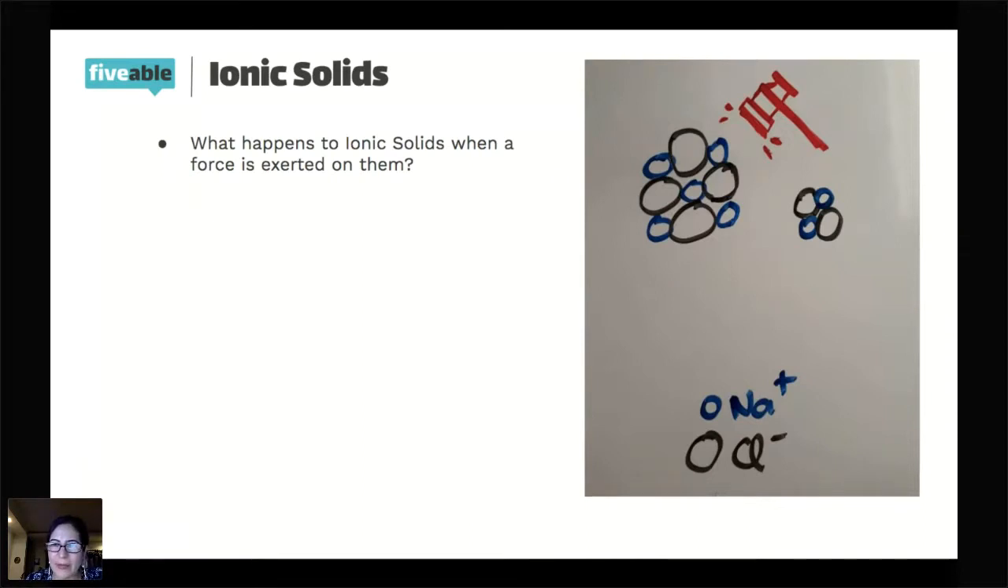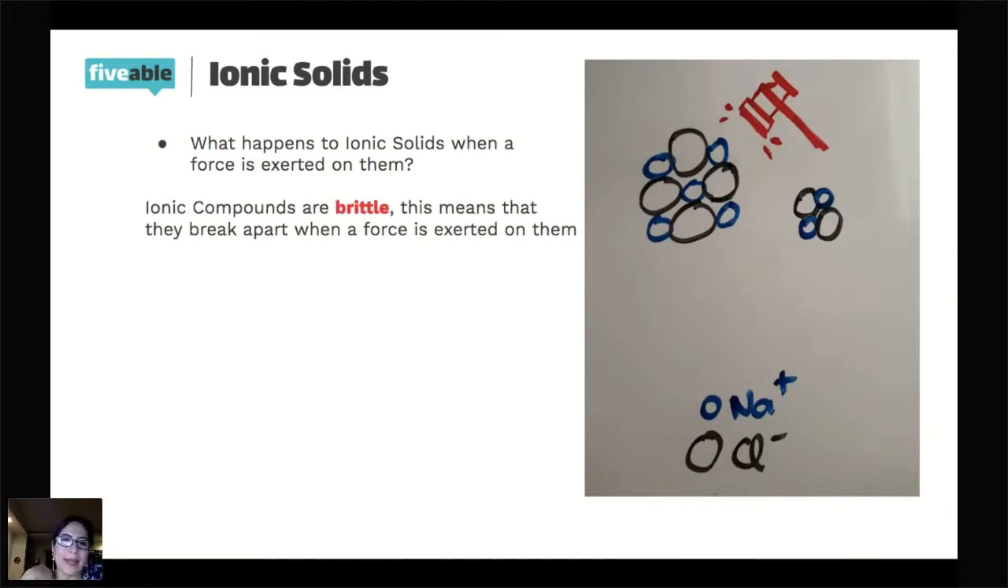Exactly. Yes, Matthew. This property of ionic solids is called brittle. So ionic solids are brittle, which means that they break apart when a force is applied on them. And they will break apart because of these repulsion forces that we are causing by aligning the same charges.